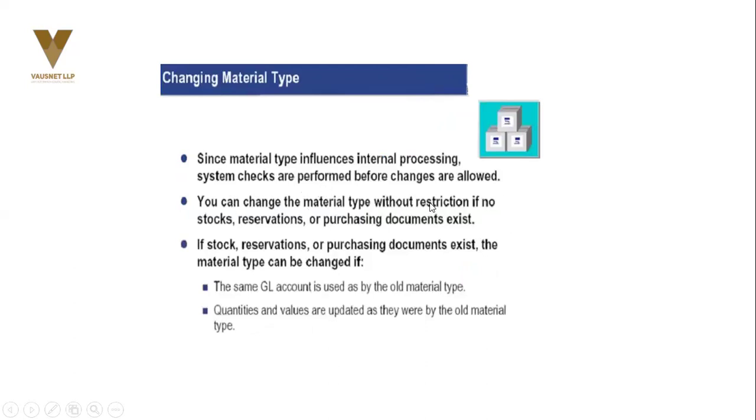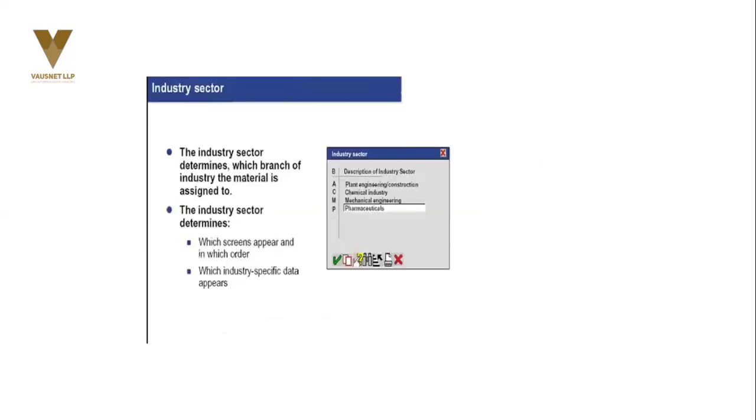You can change material type without restriction if no stocks are available on that material number. Okay. Stock reservations exist. Material type can be changed if the same GL account is used by the old material type. Quantities are updated as they were by the old material type. So you have to basically knock out all the stock levels so that you can change the material type for some reason or the other.